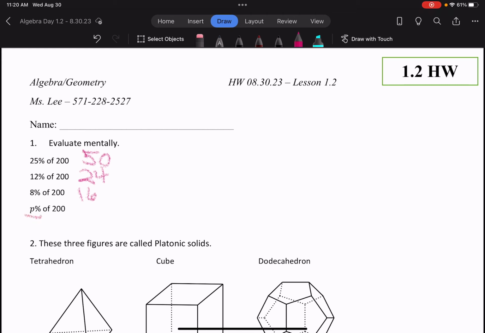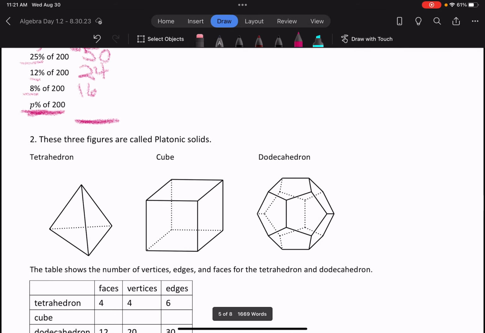Now it says P percent of 200. These all represent P. And notice to get what it would equal, what did I have to do to get from this percent to this number? So I want you to think about that for this one and come up with your own answer there based on the pattern that you see above.